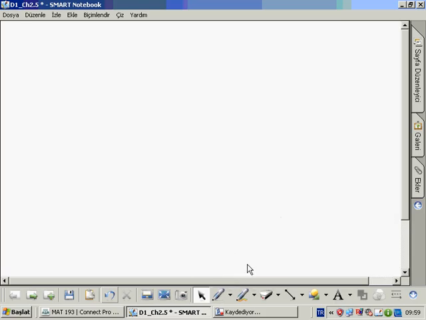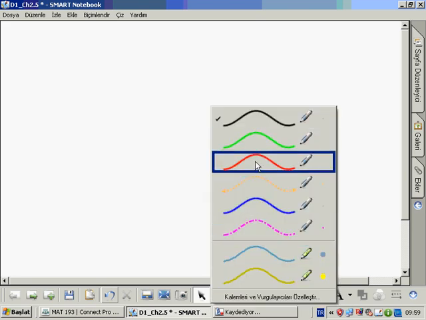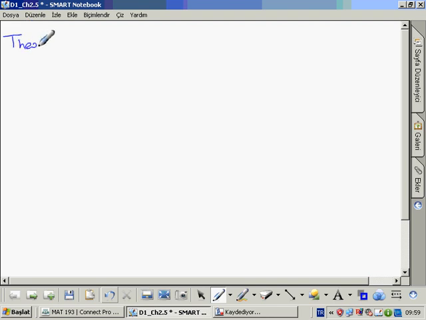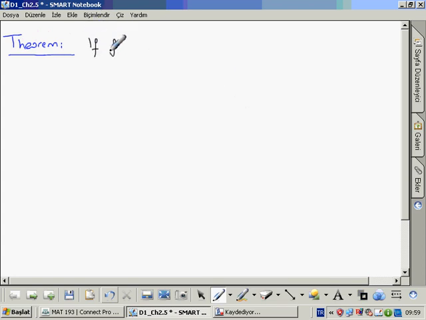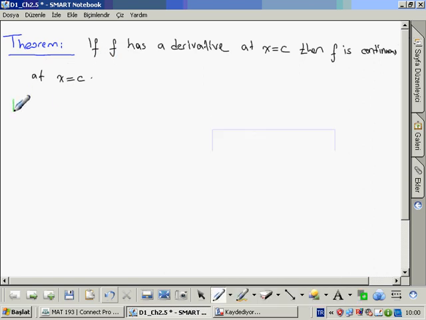Let me give you two theorems about the differentiation and the continuity. If f has a derivative at x equals c, then f is continuous at x equals c. Proof.